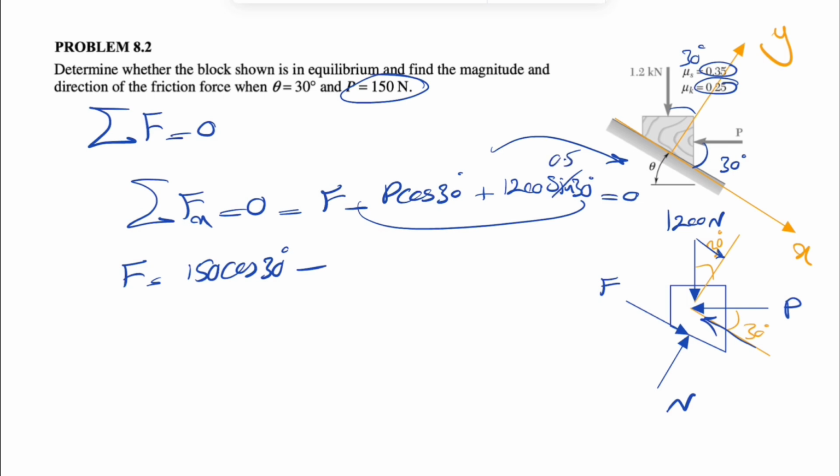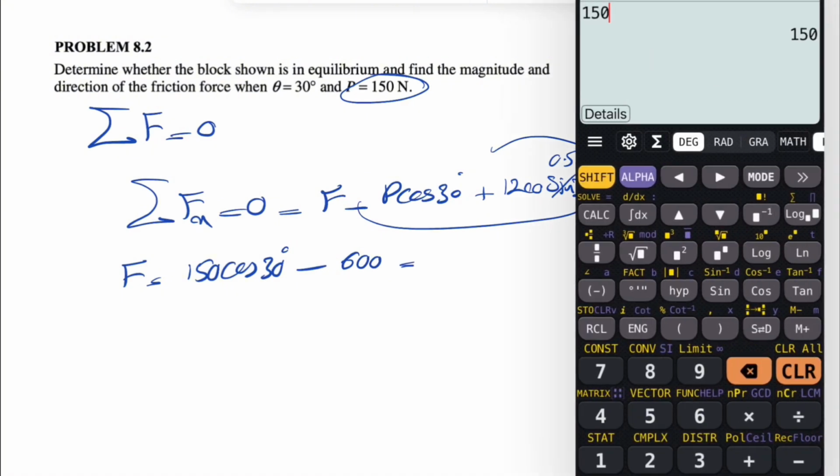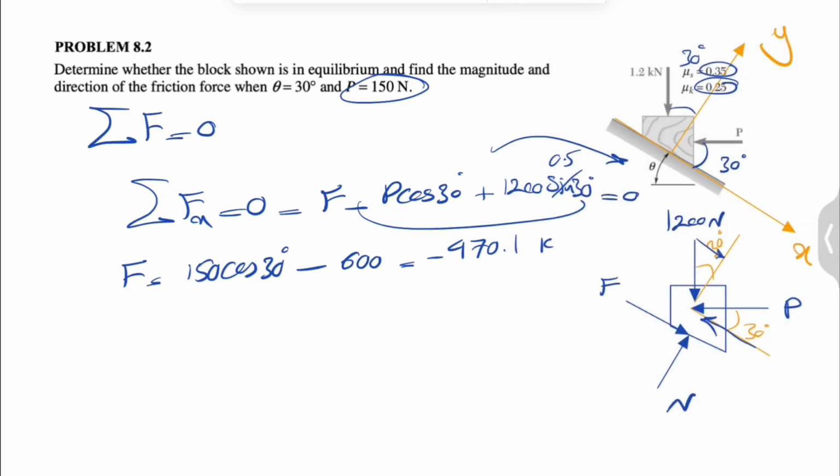Sine of 30 degrees is 0.5, so 1200 divided by 2 is 600. So we basically have 150 cosine of 30 minus 600. That's going to be minus 470.1 newtons, and the negative sign here shows that our F was actually in the opposite direction, so our F is in this direction. That's the correct direction for F, which means the box is either in equilibrium or it's going down the hill.